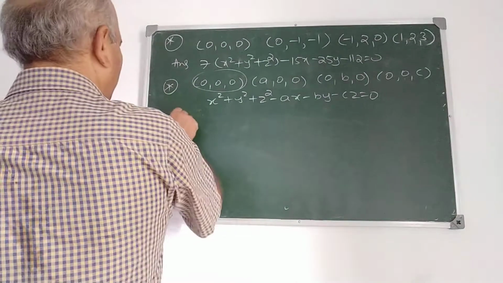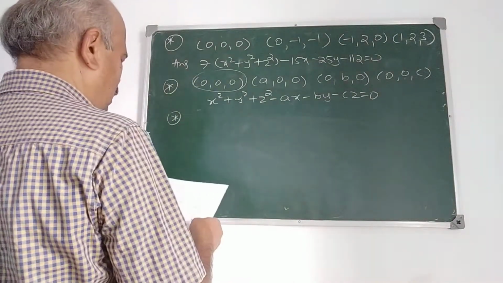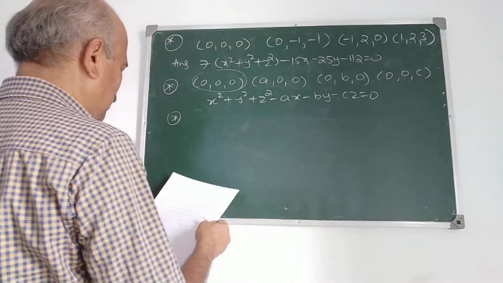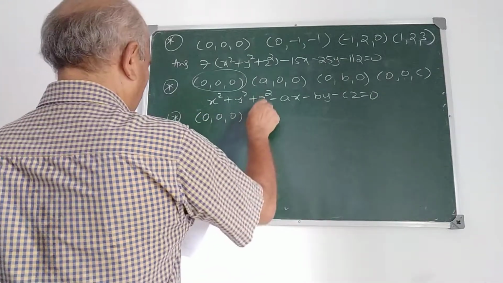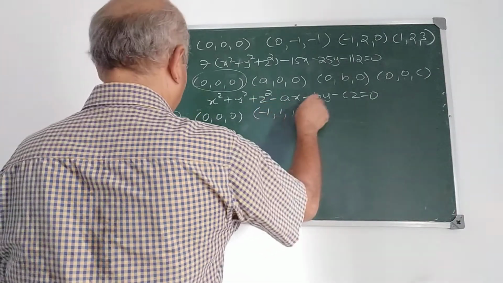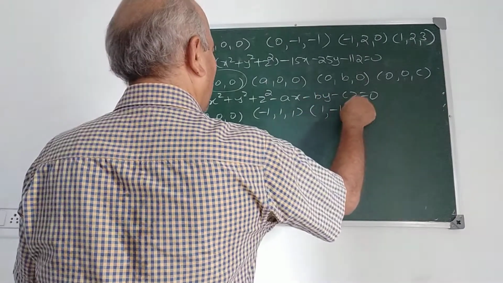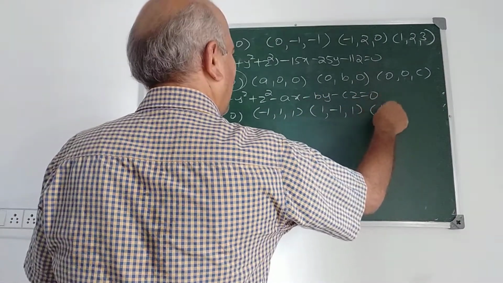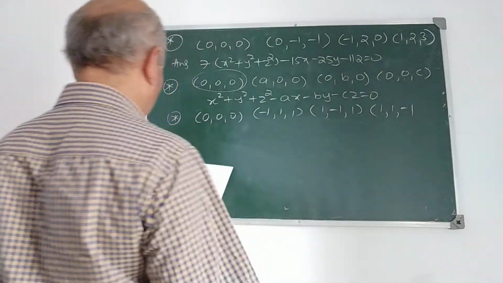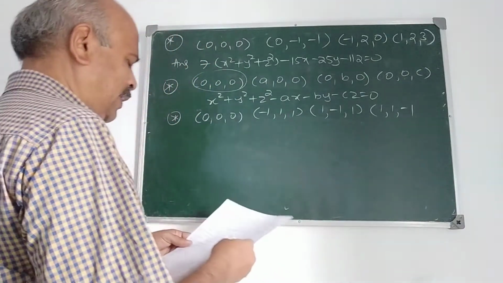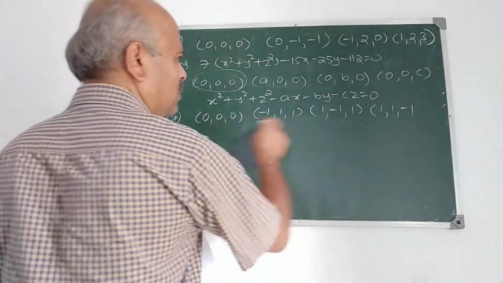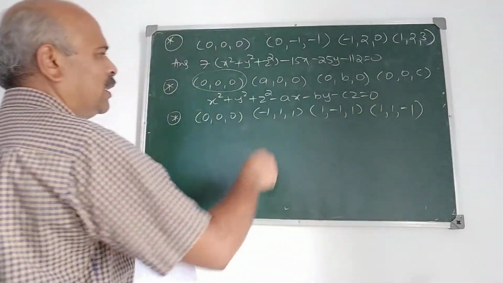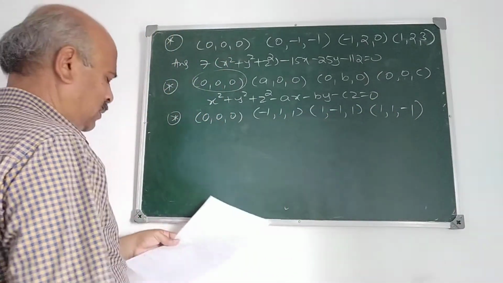There is no constant term because it passes through the origin. Then find the equation of the sphere passing through the points 0, 0, 0, minus 1, 1, 1, minus 1, 1 and 1, 1, minus 1. Find its center and radius. This answer I have not taken. You go through and you will get the answer.